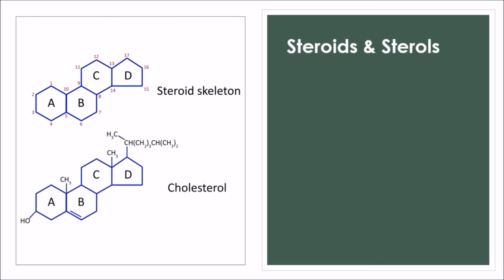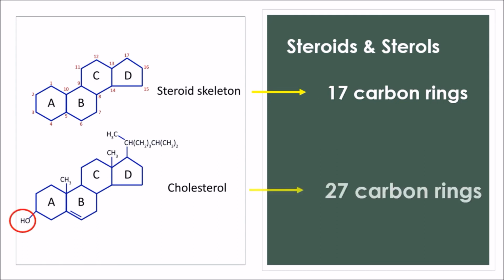Right? Lastly, the structures of steroids and sterols are different. The steroid skeleton contains 17 carbons in a 4-ring system, while sterols have a hydroxyl attached to the 4th carbon. It has a 27 carbon ring system as well. If you look at their structure, you can easily differentiate the two.